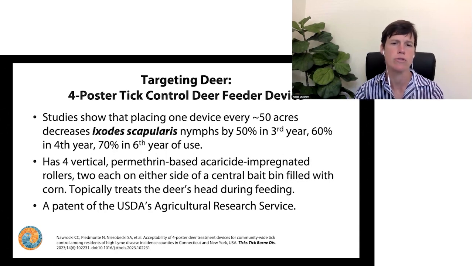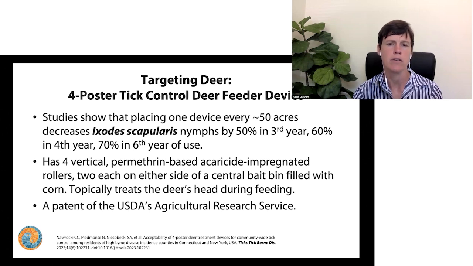And something that's been used, that's been researched and pretty successful, something to consider, although there's a little cost to it, is this 4-poster tick control deer feeder device. It has been looked at that it has decreased the black-legged population by 50% in the 3rd year, 60-something% in the 4th year, and 70% in the 6th year of use. So this is kind of like a long-term commitment. We see that it's more effective over time as you utilize this.